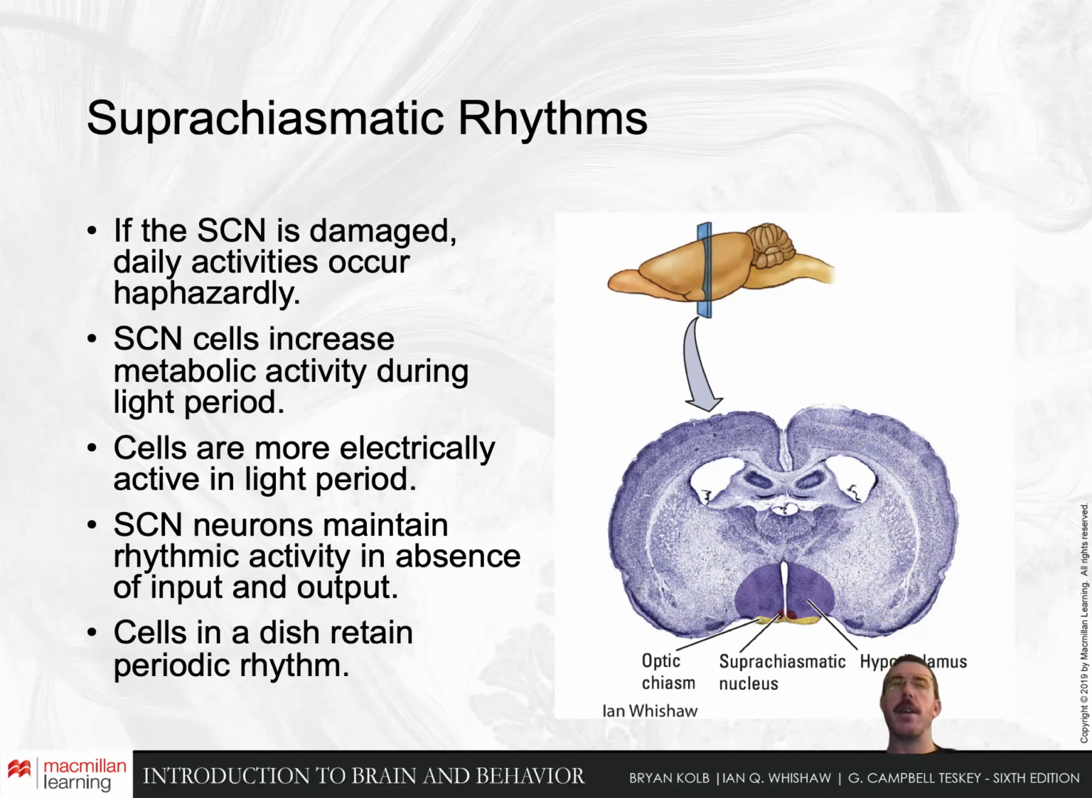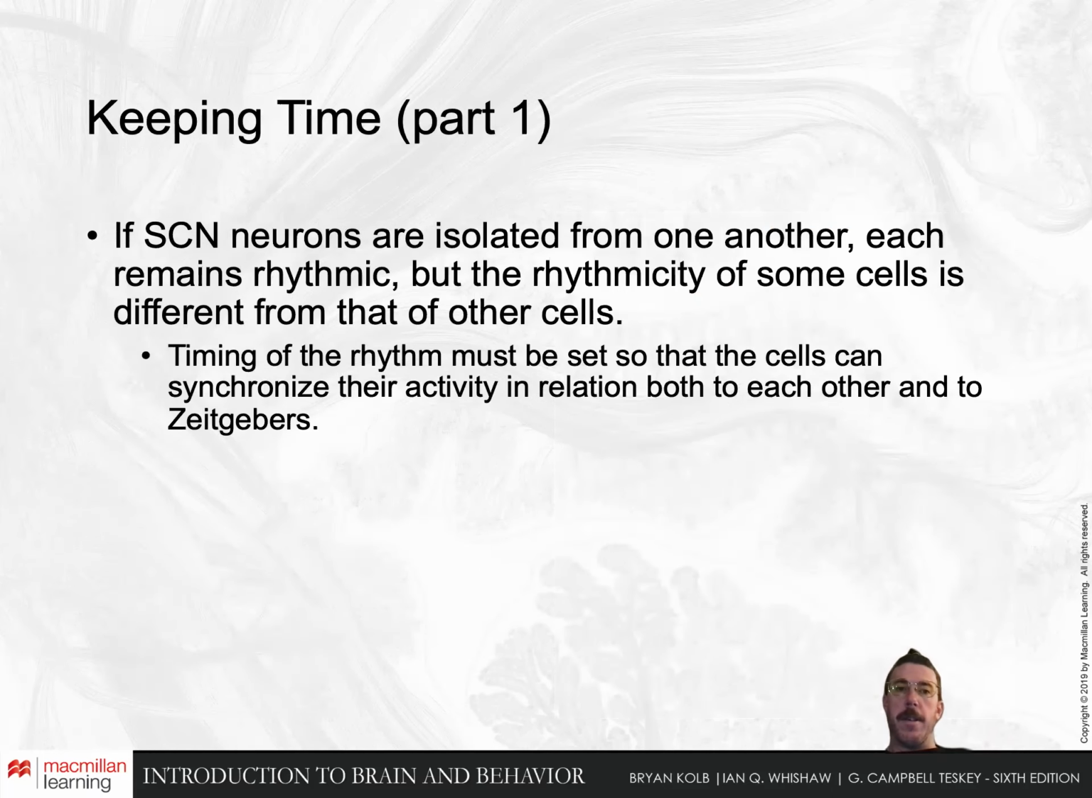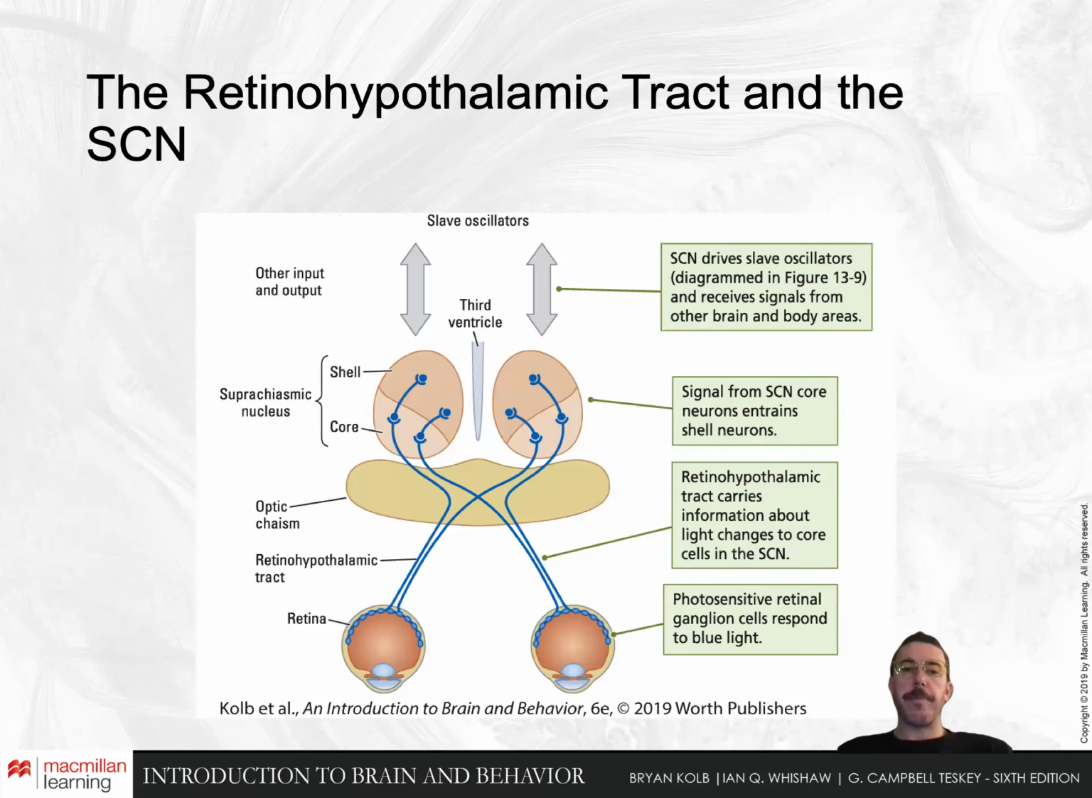And the textbook talks about an experiment in which they injected stem cells from the suprachiasmatic nucleus into an area of a rat's brain without any rhythmic cells, and they found that they were still rhythmic as well. If they're isolated, they each remain rhythmic on their own, but each cell's rhythmicity becomes different from one another. And so the timing has to be set so they can all synchronize together and both to the external Zeitgebers.